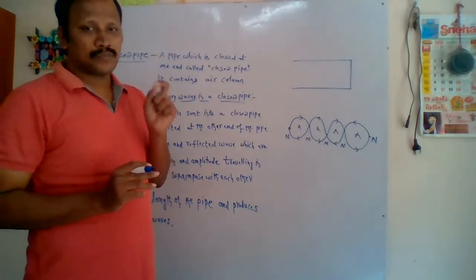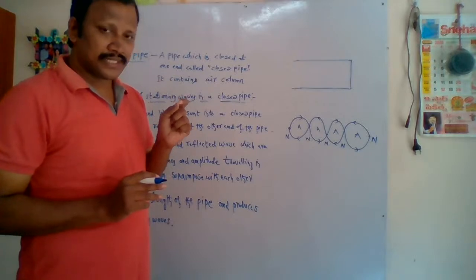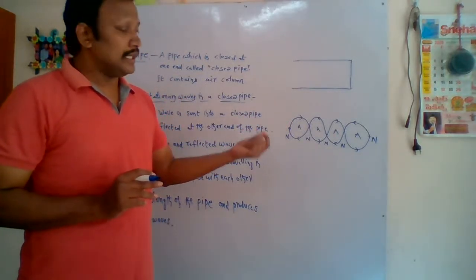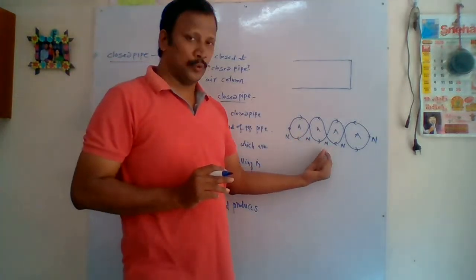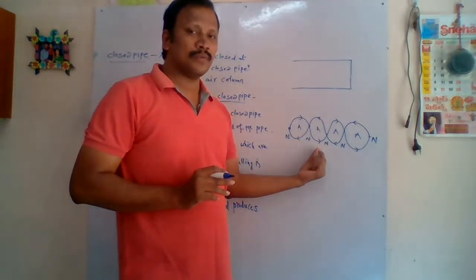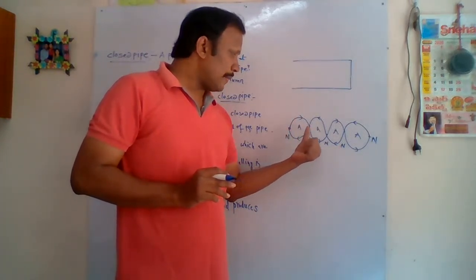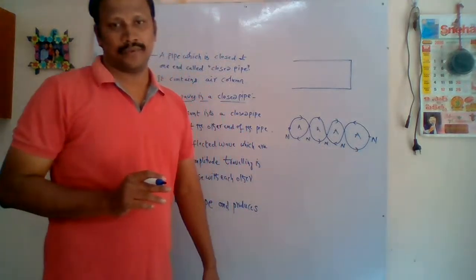Whenever two transverse progressive waves having the same frequency and amplitude, traveling in opposite directions, superimpose with each other, the final wave containing loops is called nothing but what here? Stationary wave. In a stationary wave, nodes and antinodes are formed.